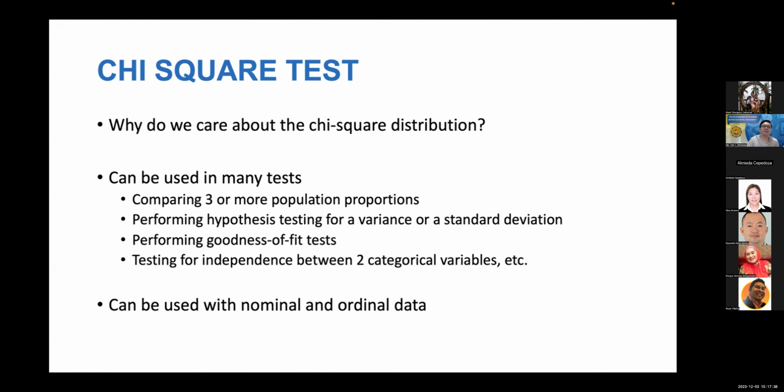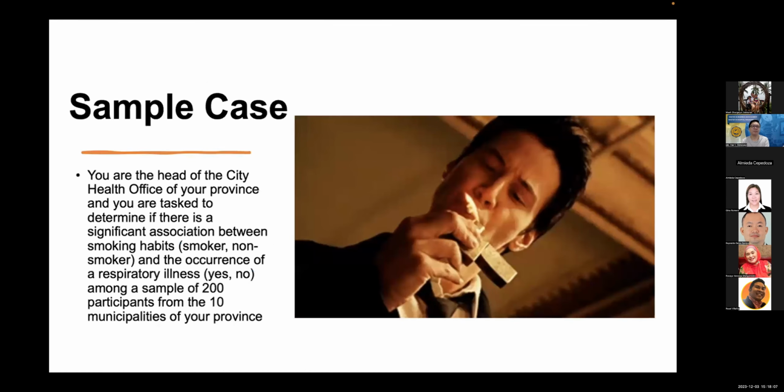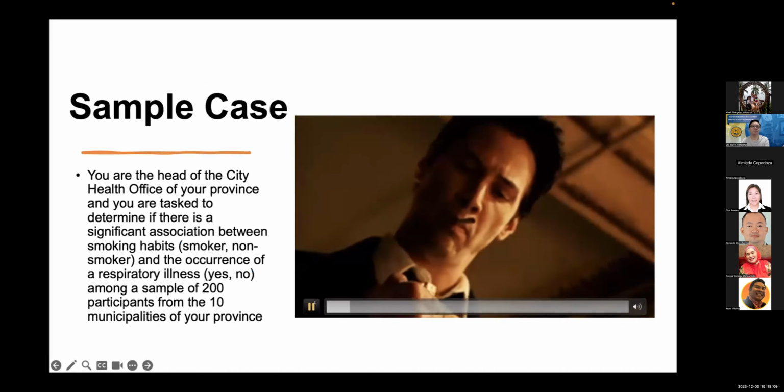So why do we care about the chi-square distribution? Because we can use it in many tests, like comparing three or more populations, population proportions, performing hypothesis testing for variance or standard deviation, performing goodness of fit tests, and testing for independence between two categorical values. And like what Doc Tim said earlier, you can use this test for nominal and ordinal data. So let's proceed with the case.